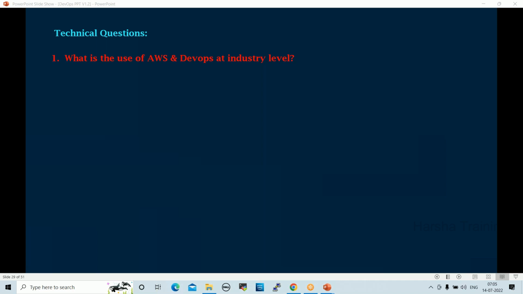For example, we got some project. Today we are working on some project. We got a new requirement. We require 100 more servers today itself. So can we arrange physical servers within 1 day? It is not possible. First, we need to place the order with the vendor. They will take some time to deliver, so there will be some process.